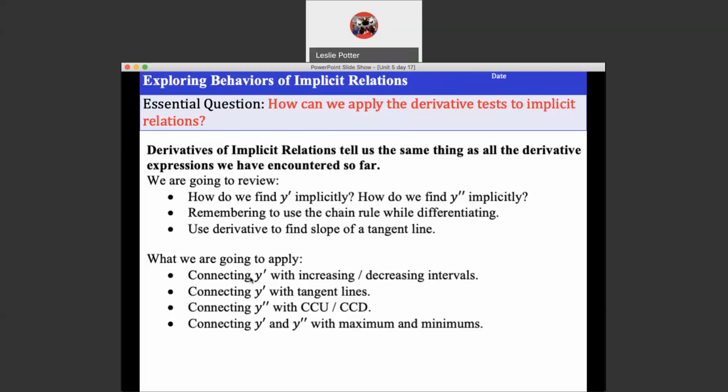So we're going to connect y prime, the first derivative, with the terms increasing and decreasing. We're going to connect y prime with writing tangent lines. We're going to connect y double prime with concave up and concave down, so concavity. And we're going to connect y prime and y double prime with maximums and minimums. Looking at this through the lens of Unit 5, this first bullet item is like the first derivative test. This is concavity, and along with it comes points of inflection. And then this last one here is the second derivative test. So we're going to apply those implicit relationships with that lens.